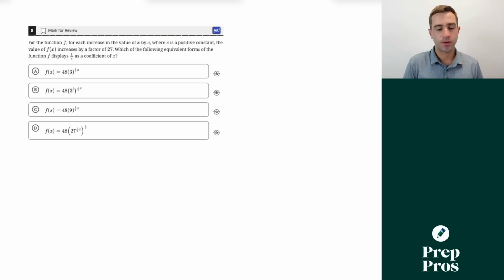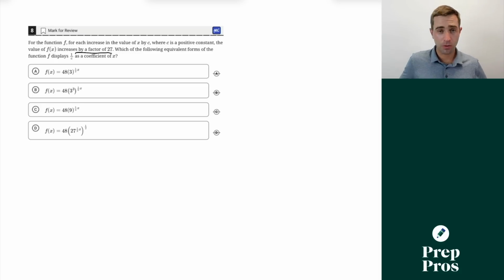So here we see for the function f, for each increase in the value of x by c, where c is a positive constant, the value of f of x increases by a factor of 27. This means it's 27 times greater. Which of the following equivalent forms of the function f displays 1 over c as a coefficient of x?